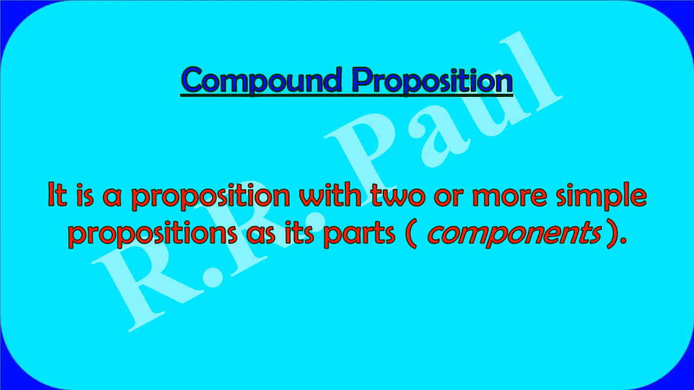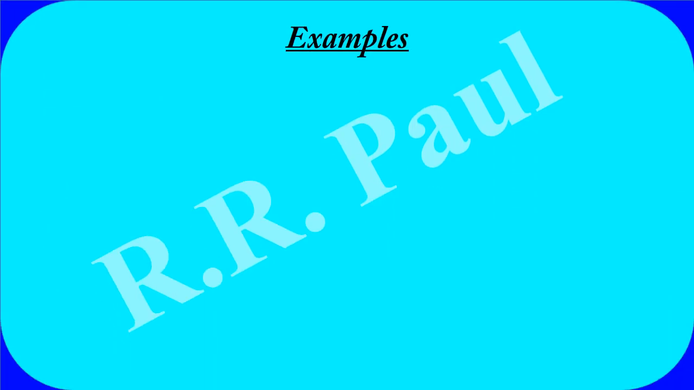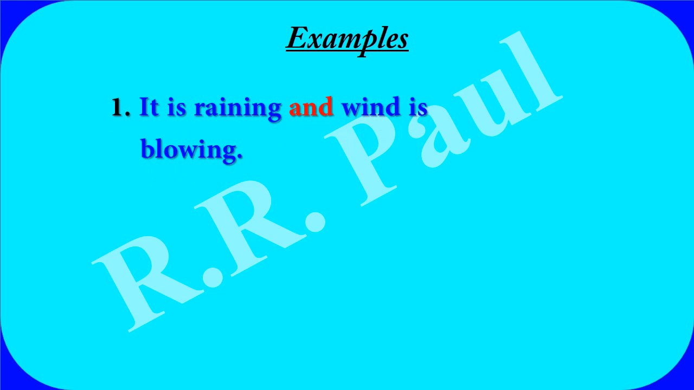Now let us see what is a compound proposition. Well, it is a proposition with two or more simple propositions as its parts. That means, as different components, we can see multiple propositions in the same compound proposition. A few examples are there on the screen.